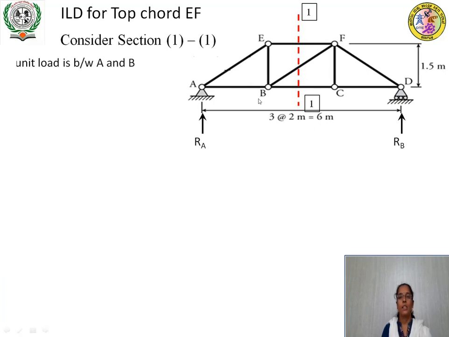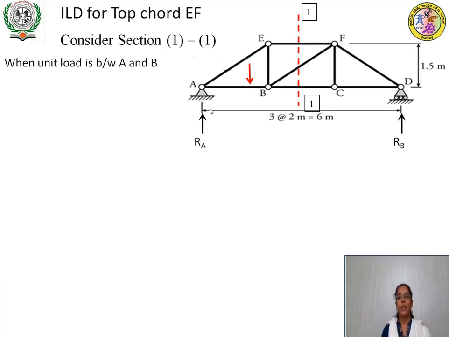In that, let us consider the first case when the unit load is in between AB. So there will be two cases: before this section, one case, and after this section there will be one more case, and one between the panel of this section. So the first case is when the unit load is in between AB. Let us assume this is the unit load.